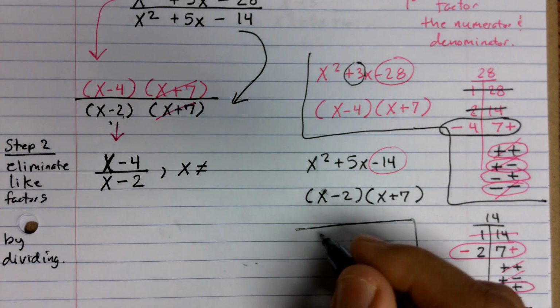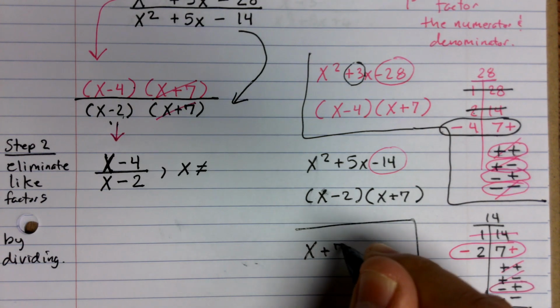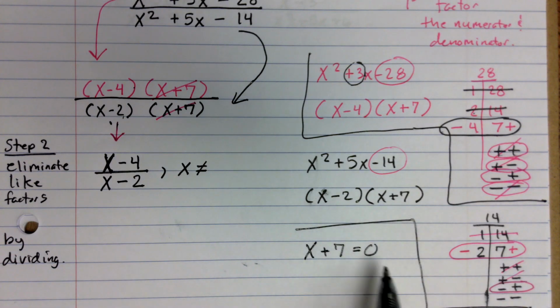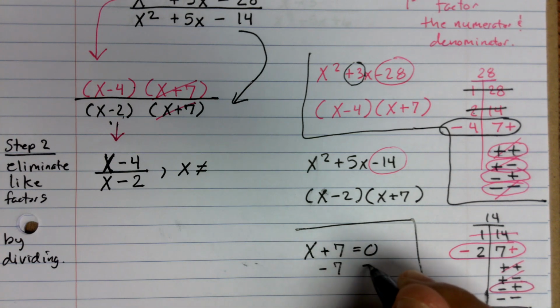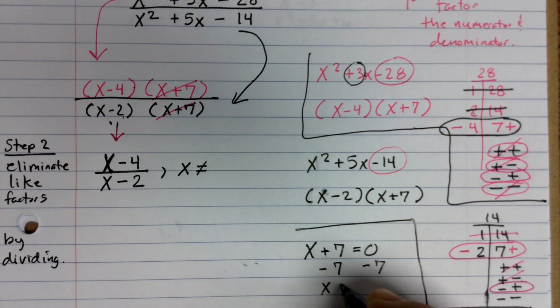So we had x plus 7. So if I take x plus 7 and I set it equal to 0, right? And remember, we cannot be equal to 0. So x plus 7 equals 0. I'm going to go ahead and subtract 7 from both sides. And I got x is equal to negative 7. So this is going to be one of our restrictions.